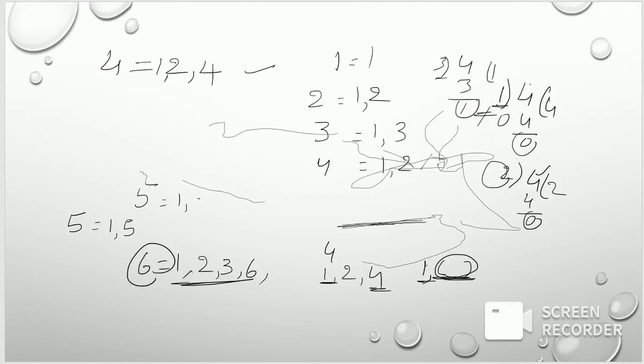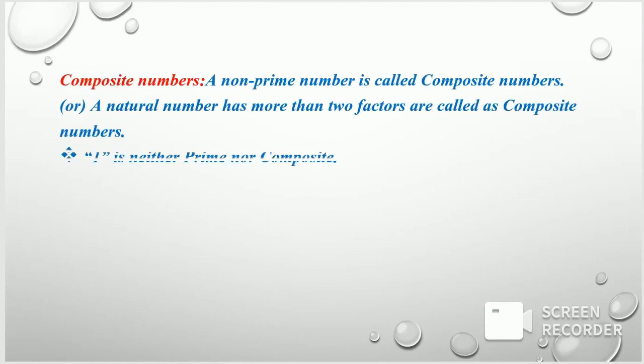Next topic is composite numbers. A non-prime number is called a composite number. In other words, a natural number that has more than two factors is called a composite number. If only two factors are there, 1 and the number itself, we call it a prime number, and if more than two factors are there, it is composite.